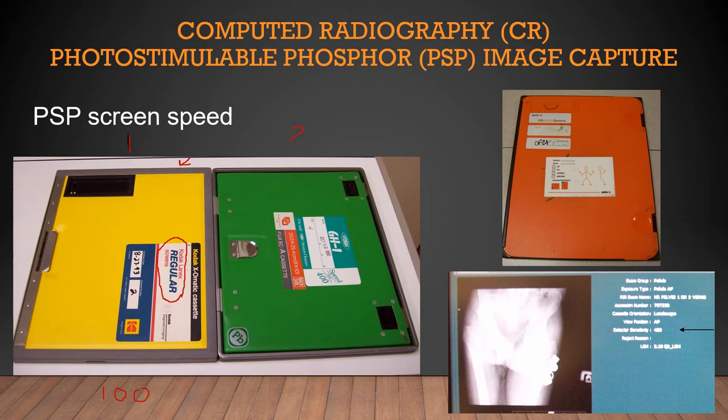That's also telling me that that is a 100 speed system. Cassette number two is a higher speed system. It is a 400 speed system. So I know that if I'm going to x-ray a skull or a spine, I'm going to grab that cassette. If I messed up and I was shooting film, then my film would be either too light or too dark. So we had to be very careful which cassette we grabbed.